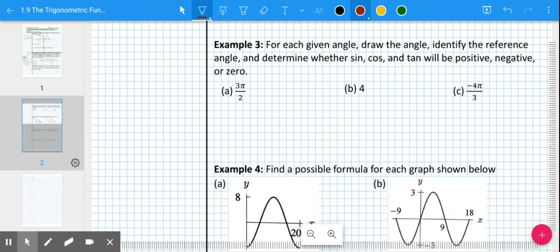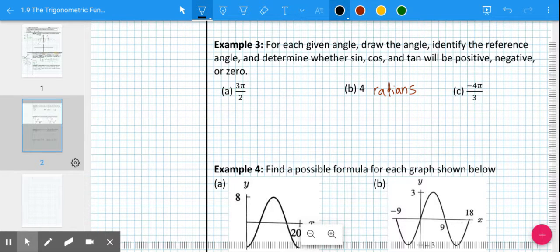We should be really familiar with taking any angle and recognizing what quadrant it's in and whether sine, cos, or tan will be positive or negative. But it's always a little weird when you have radians. Part B, this is in radians because it doesn't have a degree symbol. It's always weird when it's in radians, but it's not in terms of pi.